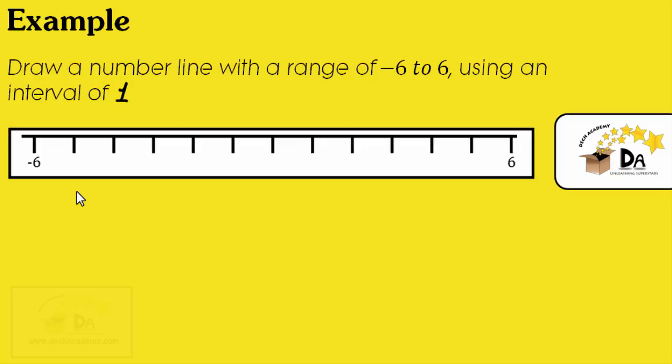This question says, draw a number line with a range of -6 to 6 using an interval of 1. As you can see, the first step of drawing the number line has been done. The line has been drawn and the smallest number, -6, has been shown, and the largest number, 6, has been shown at the other end, giving a range of -6 to 6.